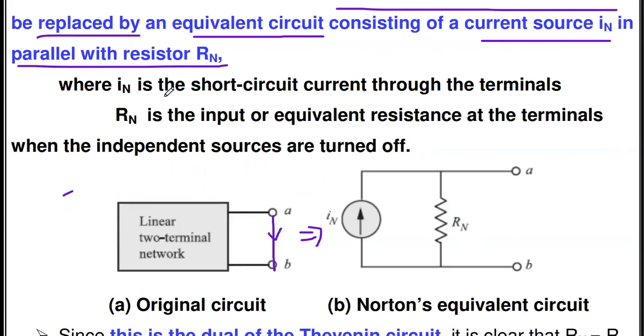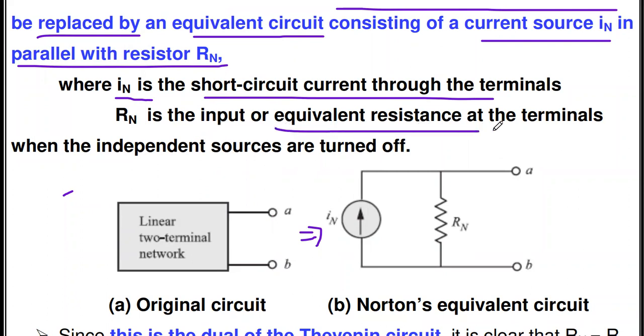What is IN? IN is the short circuited current through the terminal. You just short circuit AB, and find what current is flowing in AB. You find that current as IN. And RN is the equivalent resistance at terminals A and B. Across terminals A and B, what is the total resistance? According to the network reduction technique, you find that value as RN.